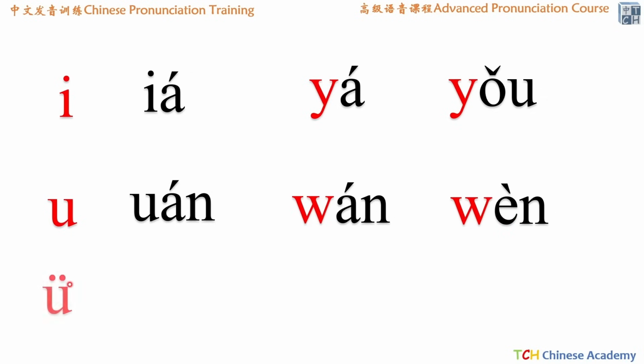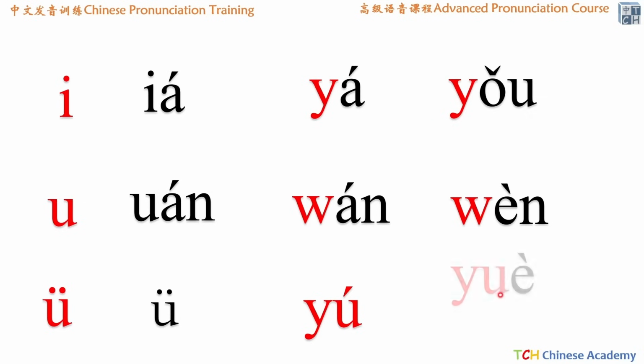And the last one, the ü sound. By itself, when it's used as a word, it's yu. Yu, that is the fish. And this one, yue. Yue is the moon.